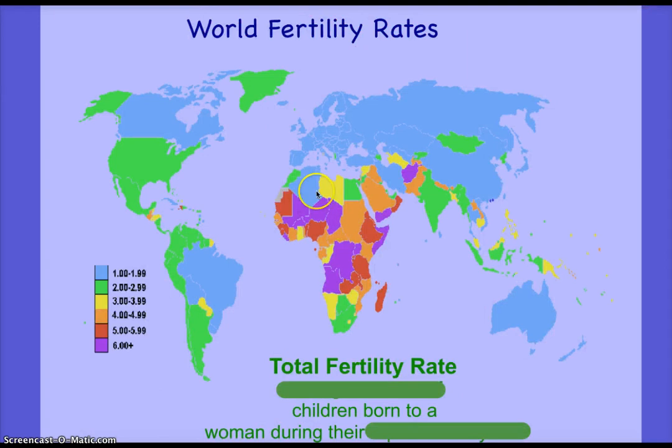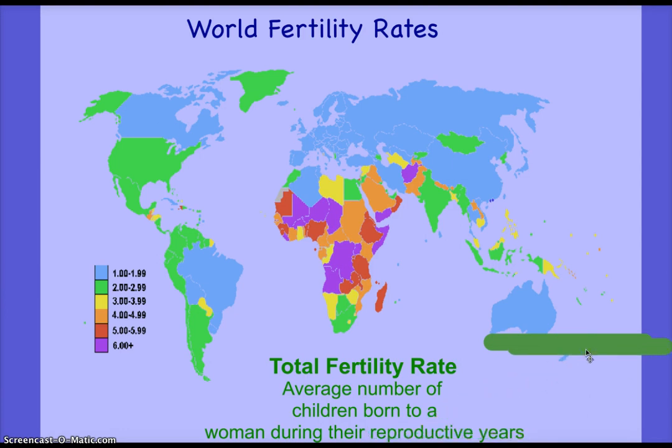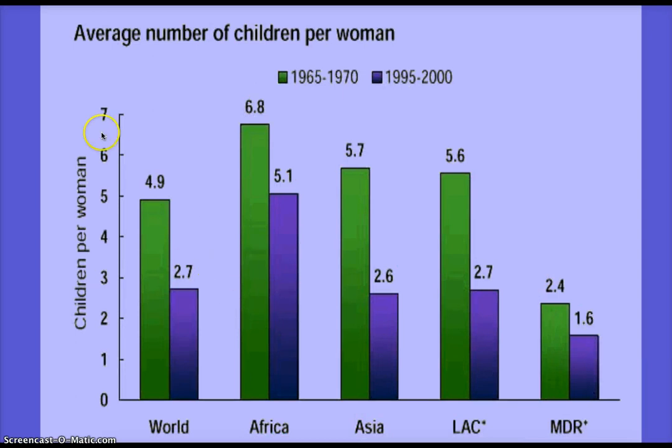And you see where the high birth rates, or high fertility rates, still are. Total fertility rate, the last of those vocab words, is the average number of children born to a woman during her reproductive years. So all you're adding to that definition is reproductive years. I don't know why it's a third vocab word. Okay, so here's another graph about the average number of children a woman has.